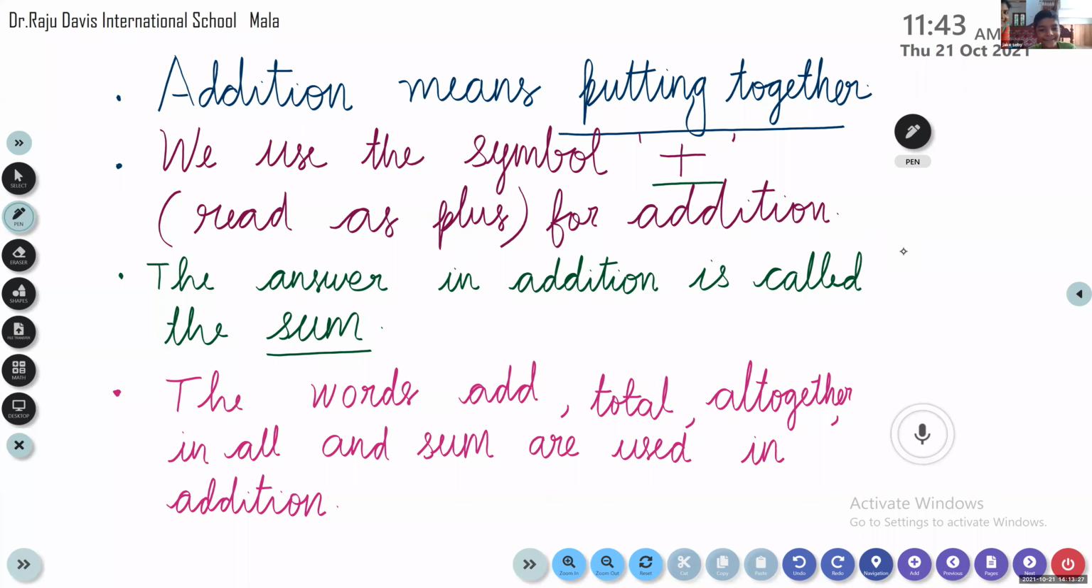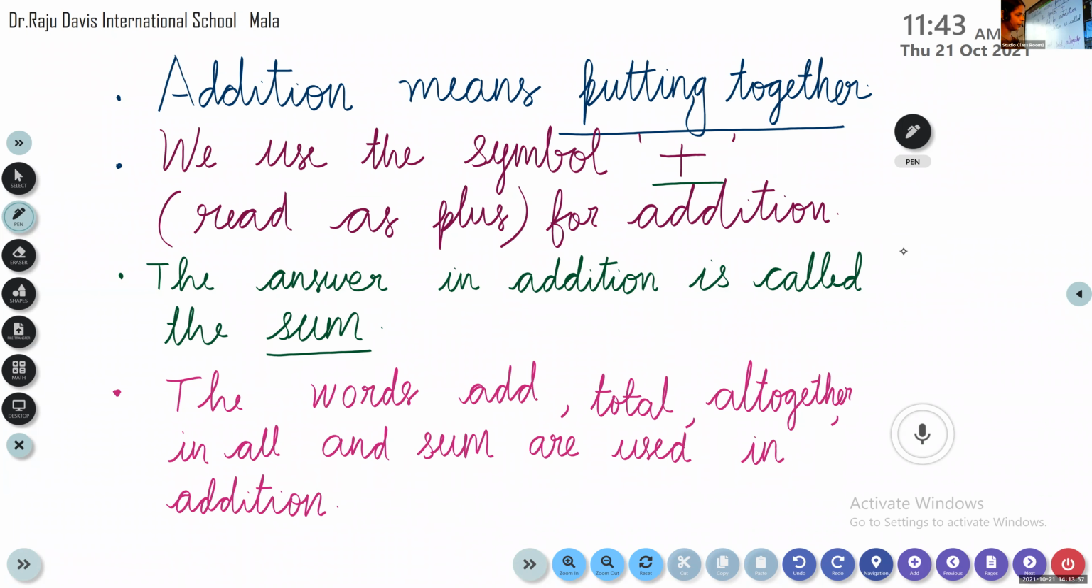Addition means putting together. You yourself read. Try by yourself. Addition means putting together. Okay, then the next one.